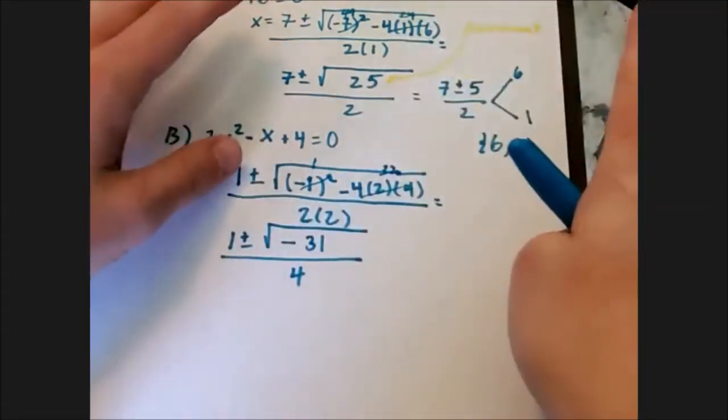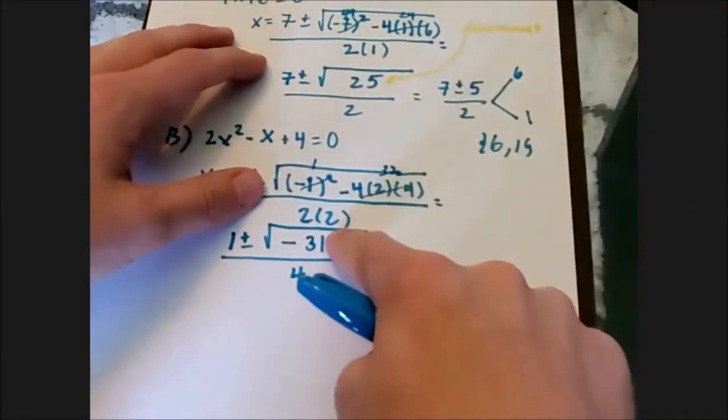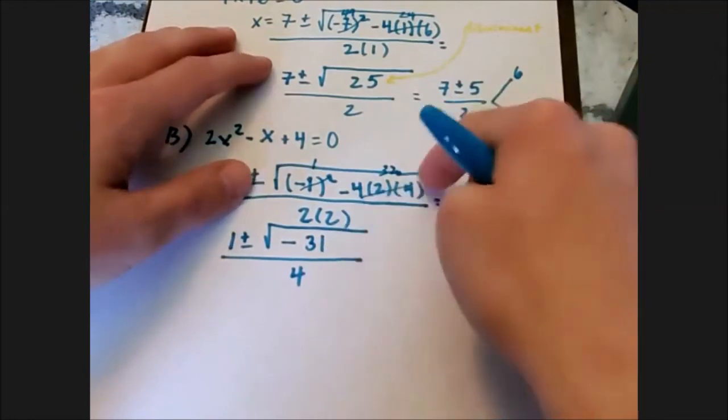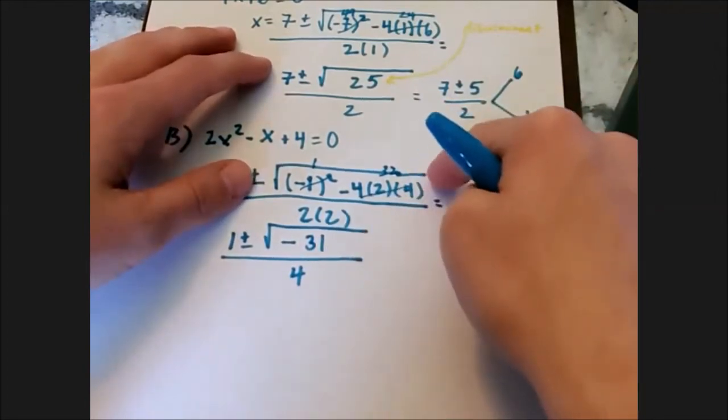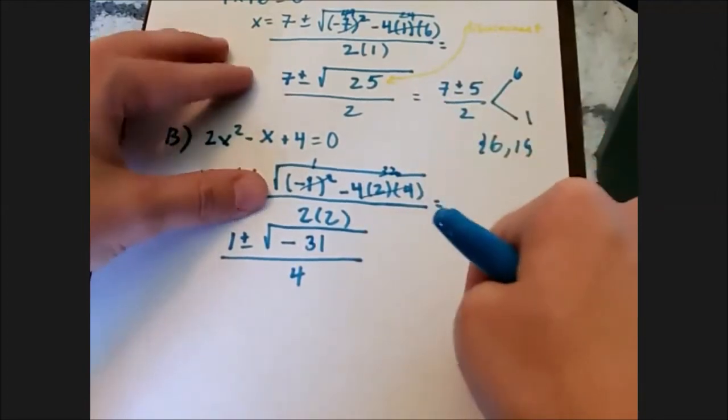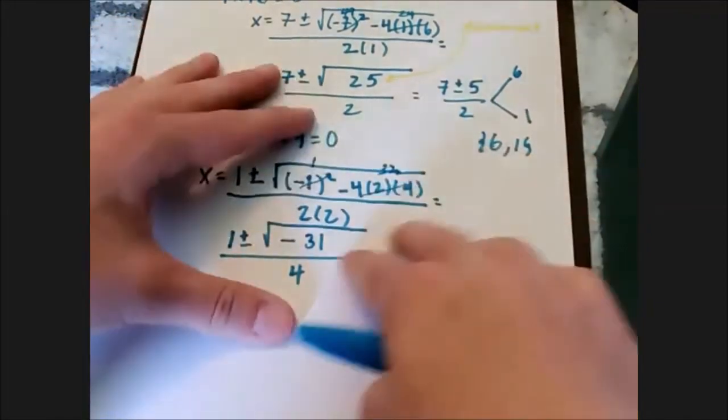Also, please be advised, since the discriminant is negative this time, our 2 final answers are going to be both complex. We're going to have 2 complex answers at the end of this because the discriminant is negative.